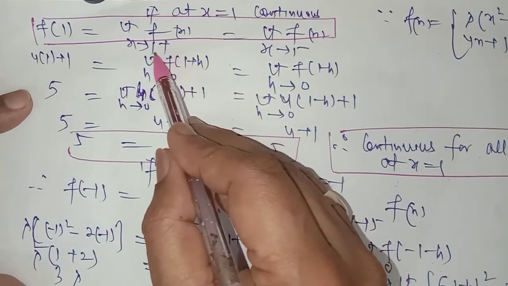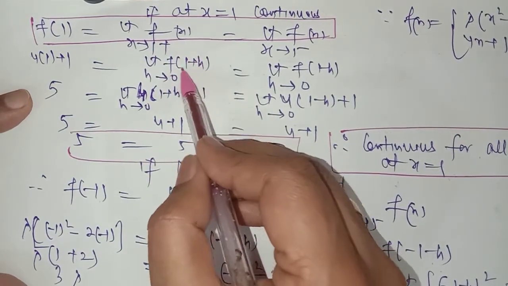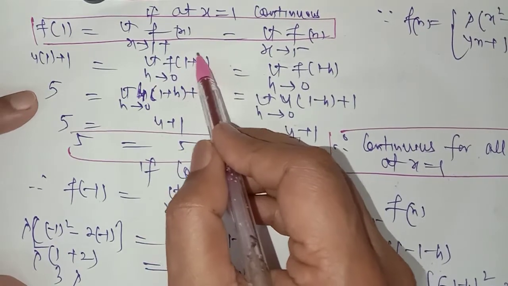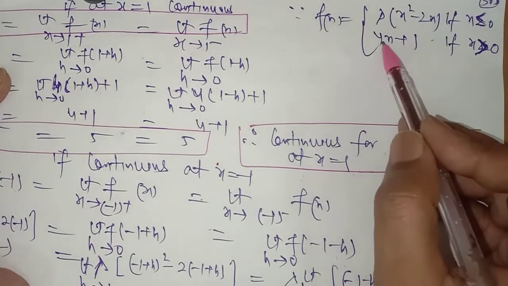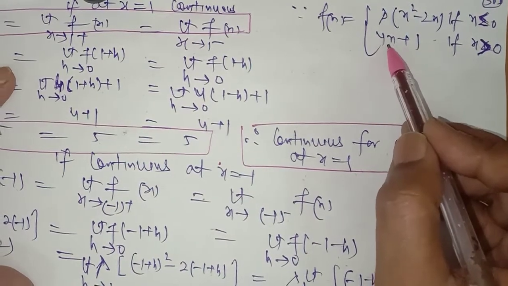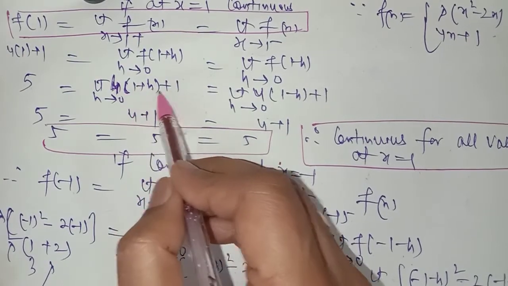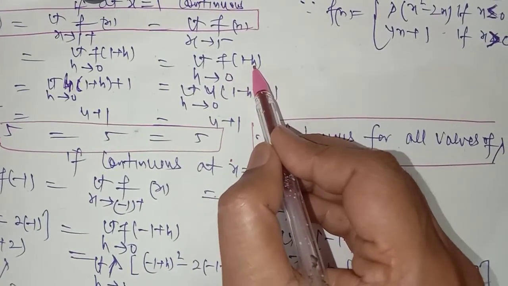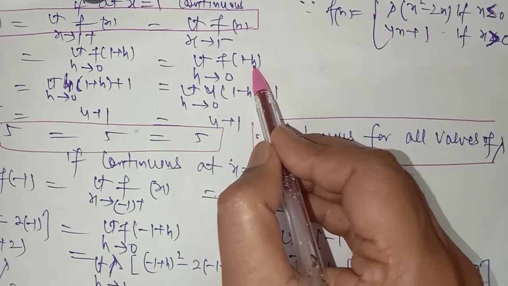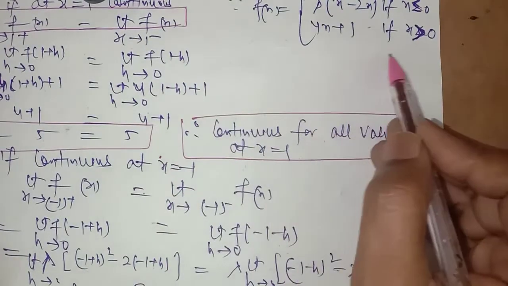Now for the right hand limit, x goes to 1 from the positive side. We let x equal to 1 plus h. So 1 plus h is again greater than 1, or greater than 0, so we'll use this function. In place of x, you replace 1 plus h. This is 4 into (1 plus h) plus 1. Again, see it very carefully. 1 minus h is less than 1, but it will be greater than 0. So again, we'll use this function.